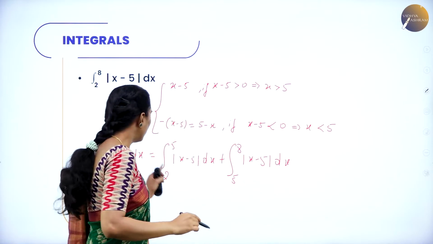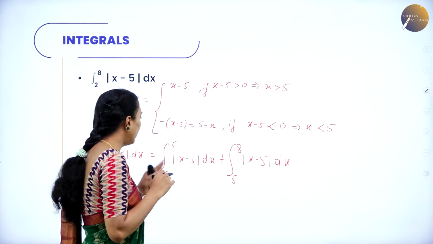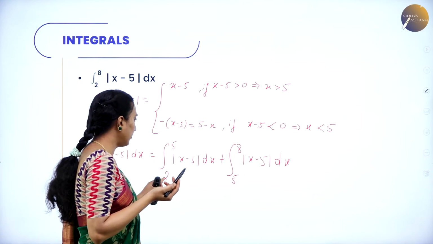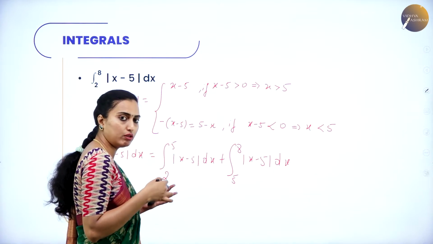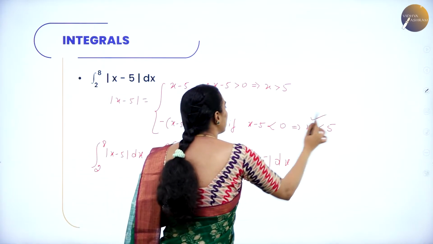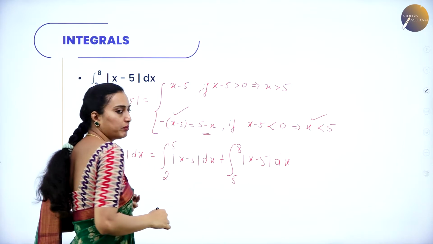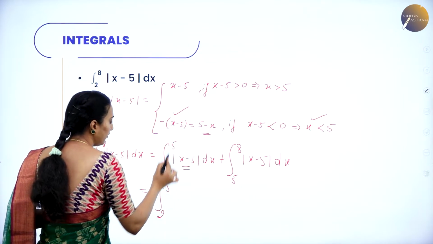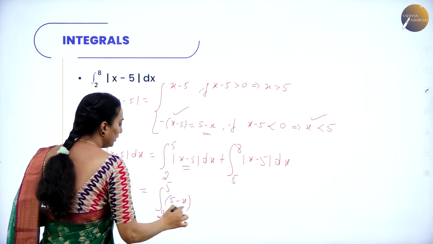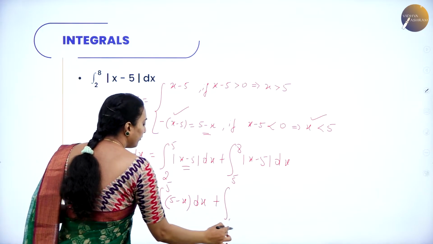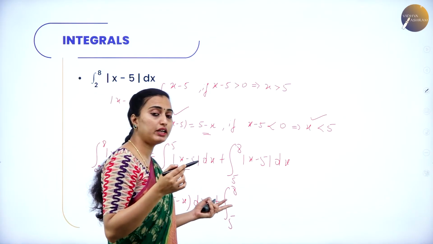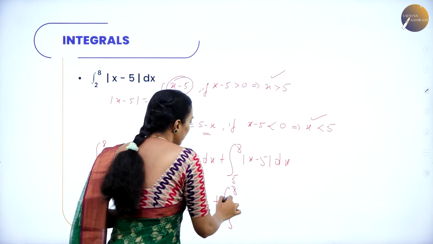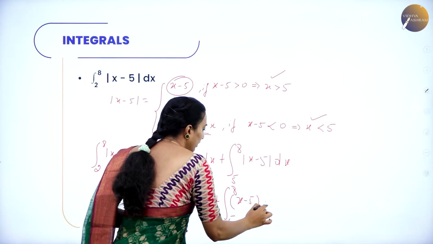Now, what happens here? 2 to 5 means x is lesser than 5. 2 is lesser than 5, and the upper limit is only 5, so lesser than 5 only you should take. So this function is nothing but 5 minus x. So integral 2 to 5 modulus of x minus 5 will become 5 minus x into dx, plus integral 5 to 8. 5 to 8 means the upper limit is 8, the lower limit is 5, so greater than 5. This is the function you are having: x minus 5 into dx.